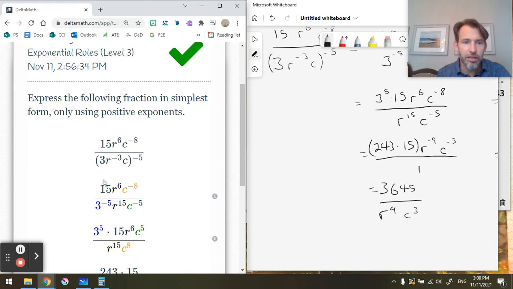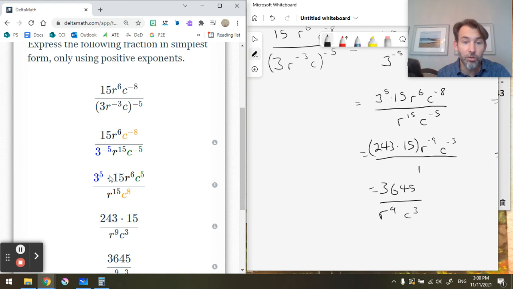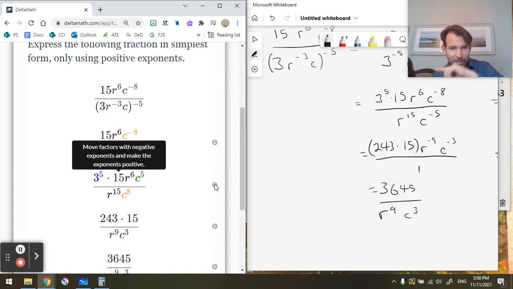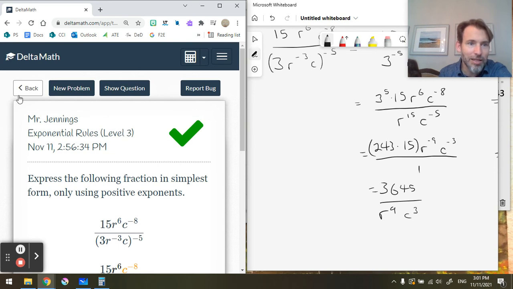So they brought this in the same way. 3 to the 5 they brought up. Okay. And they color code. Isn't that beautiful? Let's see. What do they have here? Move factors with negative exponents to make the exponent positive. If you want, you can do that. I don't mind negative exponents. I'm used to it. It's easy to add and subtract negative numbers as positive numbers once you know that they're just numbers in different directions. Okay, so that's that skill.